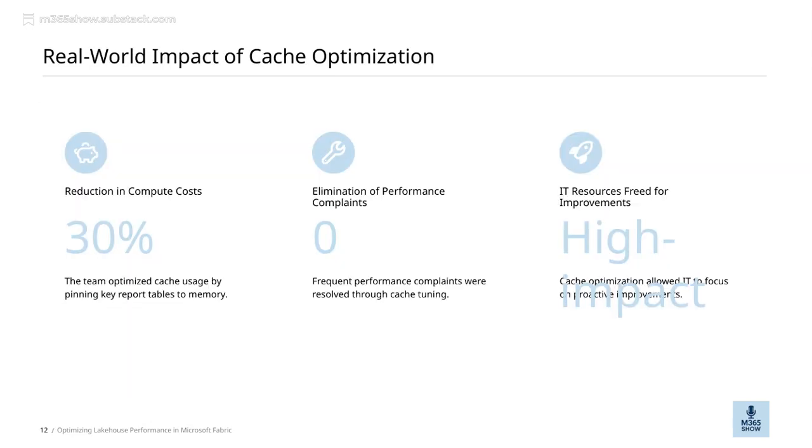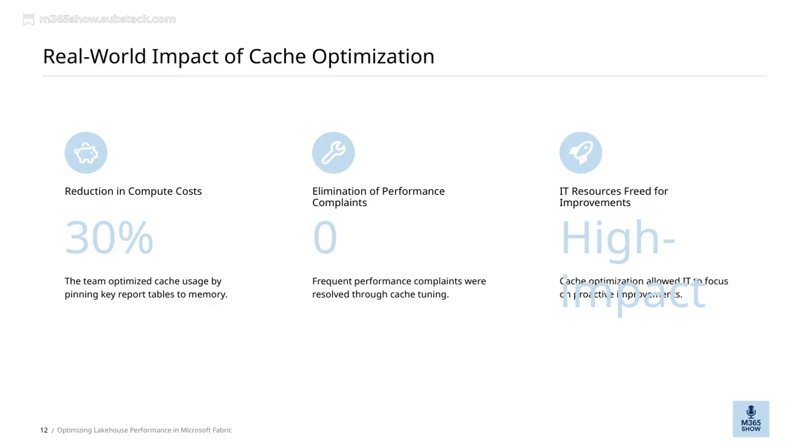Let's take a closer look at the real-world impact of cache optimization. By focusing on optimizing the Lakehouse performance within Microsoft Fabric, we've seen some meaningful results. Firstly, with these improvements, resources have been freed up to concentrate on more proactive initiatives. Instead of constantly troubleshooting, they can now work on strategic enhancements that add more value.